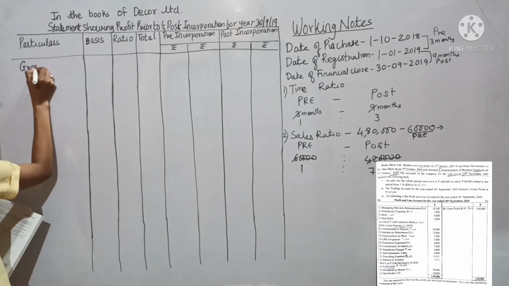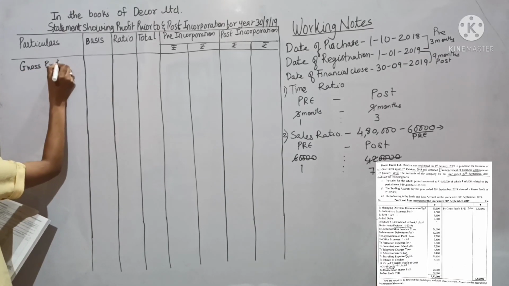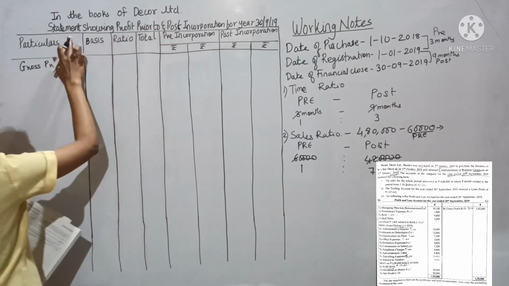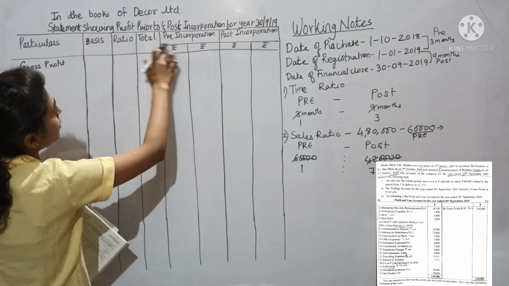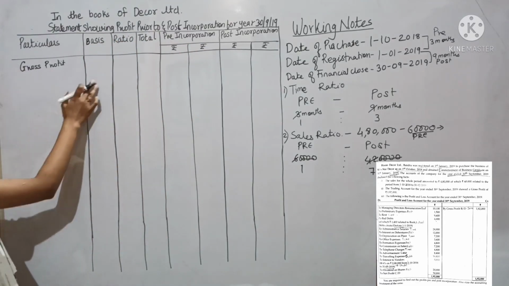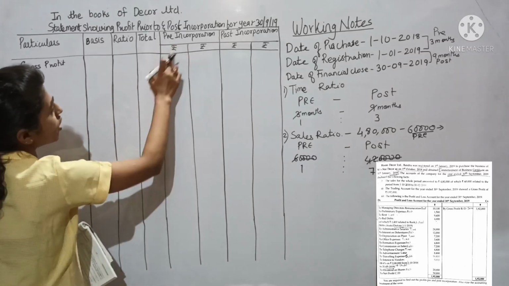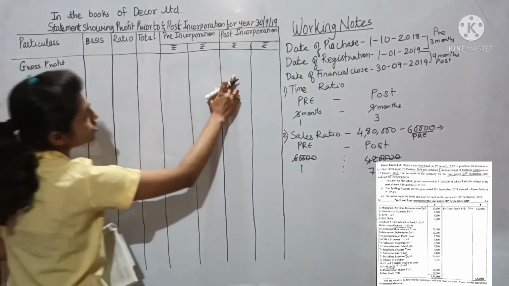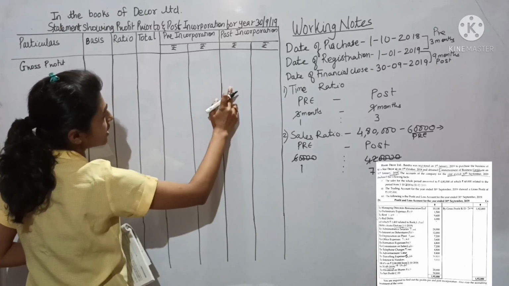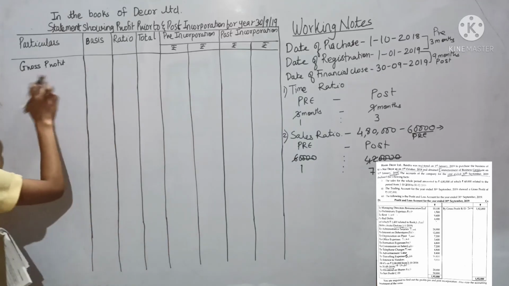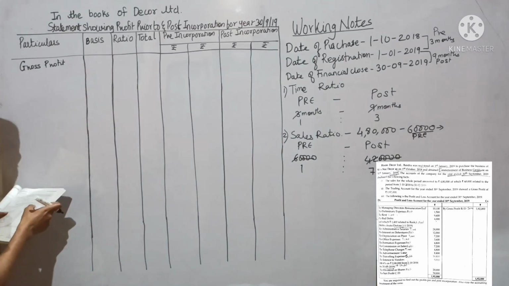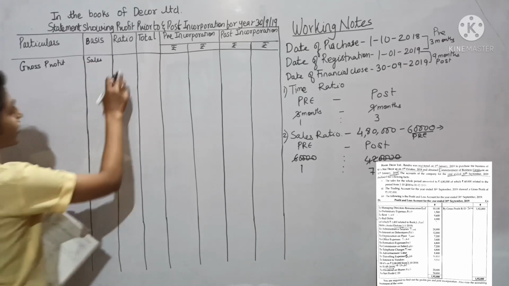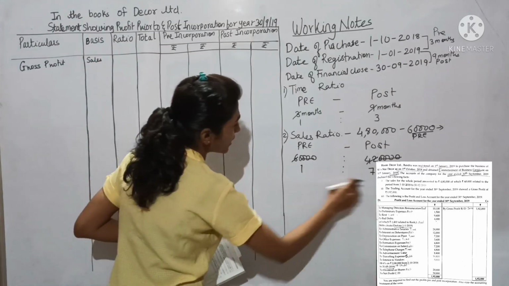Under particulars write gross profit. Prepare this format: in the books of Decor Limited, statement showing profit prior to and post incorporation; particulars, basis, ratio, total. Pre incorporation, this side is debit side and other side is credit side. Post incorporation, amount, this side is debit side and other side is credit side. Gross profit, basis: on which basis are you going to allocate gross profit? On the basis of sales. And what is the sales ratio? Sales ratio is 1:7.